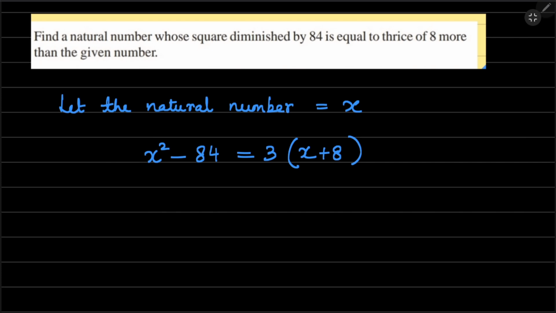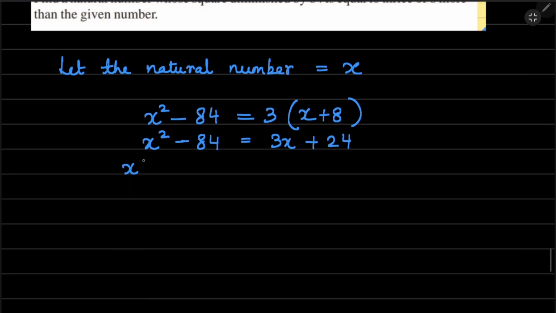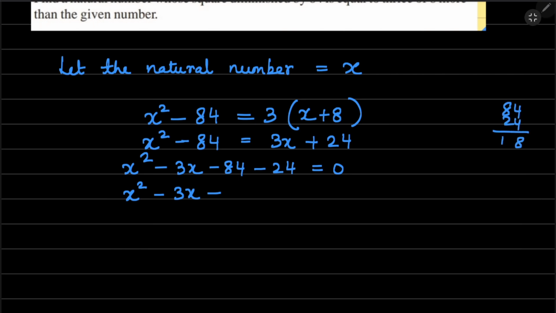That's all. Whatever is given in the question, we are just carefully reading it, understanding it, and then translating it in terms of a mathematical equation. So here let us solve it. x square minus 84 is equal to 3x plus 24. 3 8s are 24. Let's take it all to one side. So you have x square minus 3x, minus 84 plus 24 comes to the LHS, so it becomes minus 24 equal to 0. So you have x square minus 3x minus, just add 84 and 24, so 108, equal to 0.